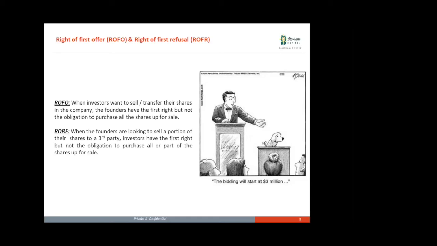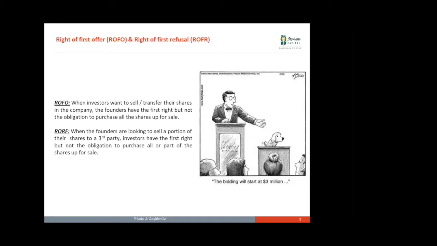So they say they want to sell the shares, they serve a notice to the founders saying that there is X amount of shares that need to be sold. The founders make an offer, quoting a particular price, and then the investors have the option to take that price or even go to the market, go outside and find another buyer for their shares, either at the same price or slightly higher. But if it's there in your SHA and in your term sheet, the founders will have the right to have the first option to buy those shares. It's not an obligation, it is an option.